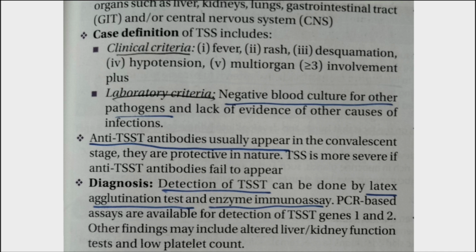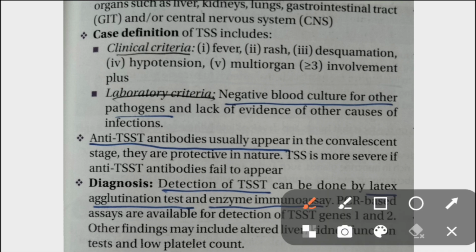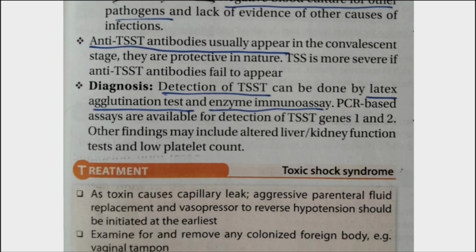Laboratory criteria is negative blood culture for pathogens. As there is a TSST toxin, antibodies are formed against it, that is anti-TSST antibodies. We can also use PCR, latex agglutination test and enzyme assay.